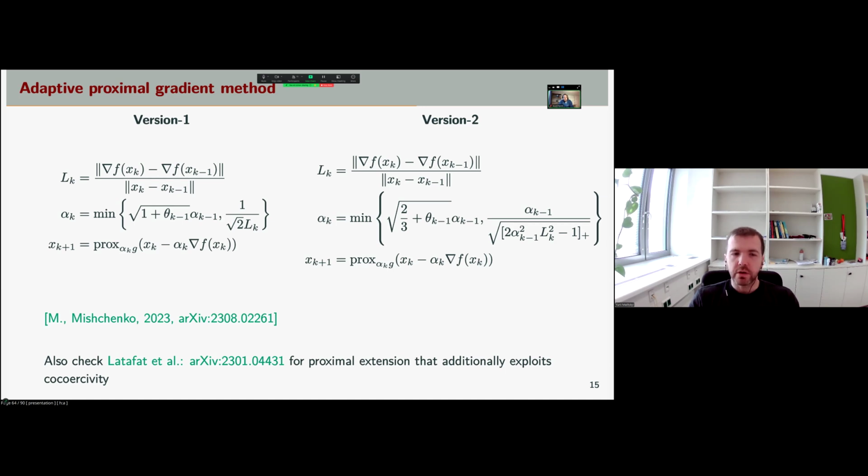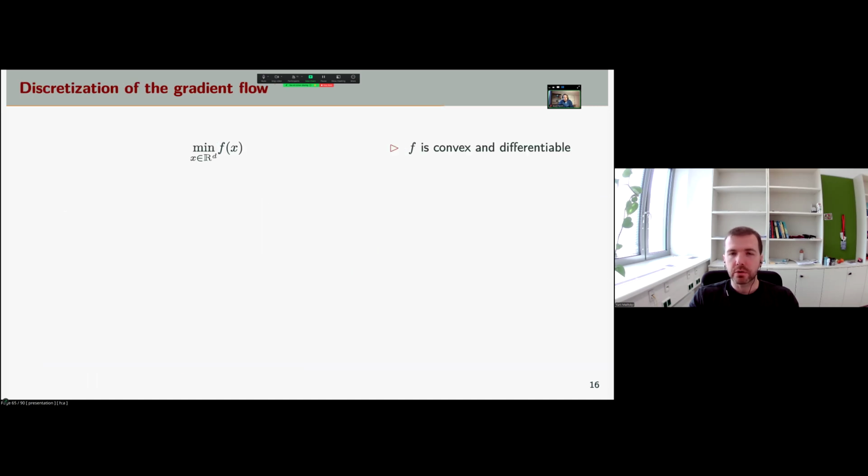There is also a nice paper of Puyalot that also has a proximal extension. They also use co-coercivity, and you may be interested in the result. Okay, so that was okay. Probably a good point of view to remember.